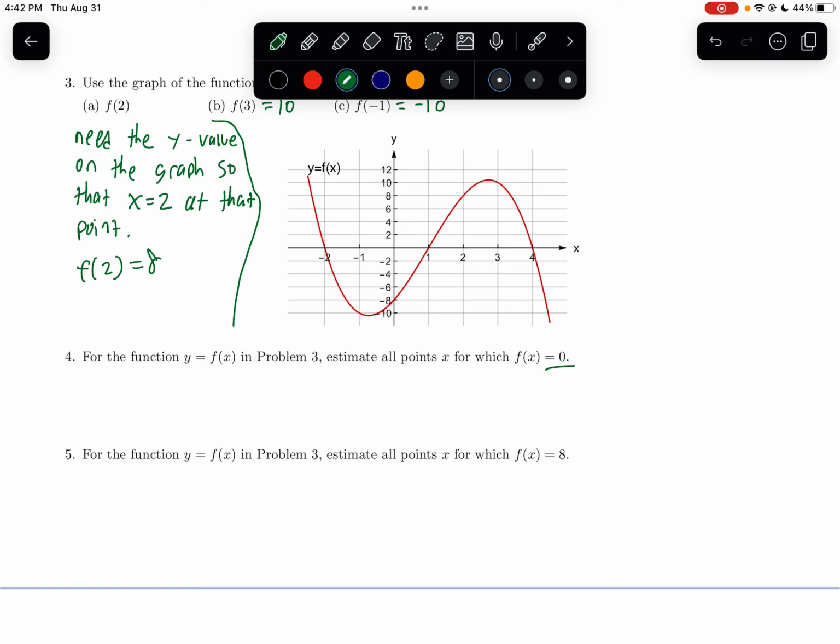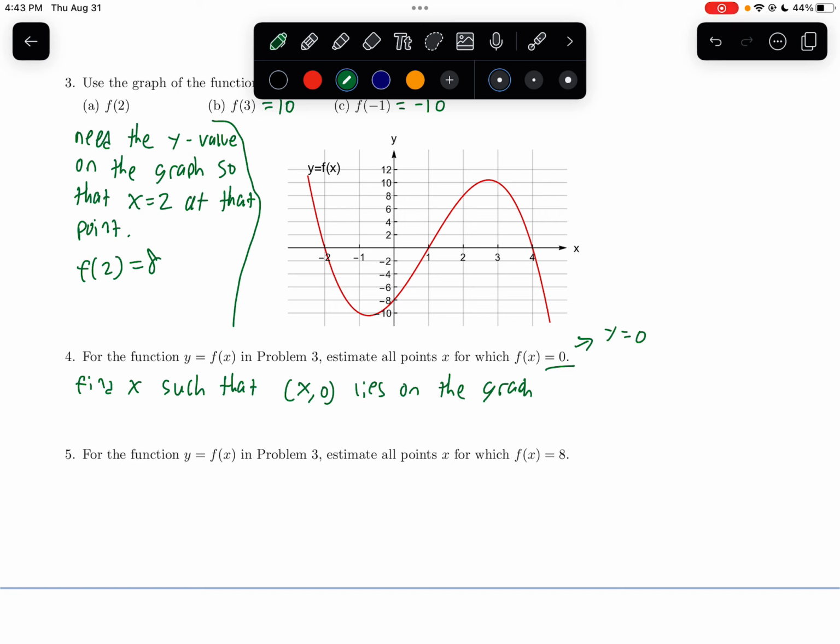So all points where the function equals 0 means we need to find x, or values of x, such that x0, the point, lies on the graph, or you can think about this as y equals 0.